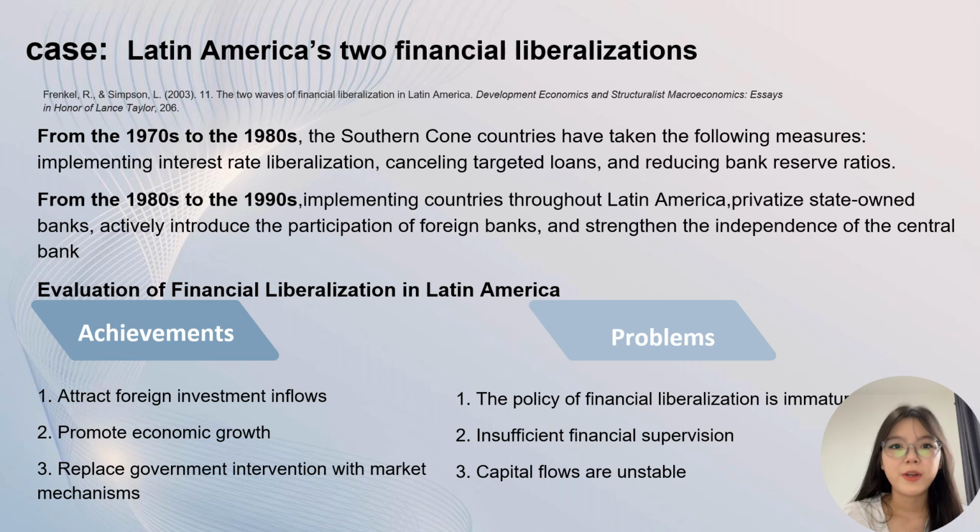Okay, next we will explore the impact of financial liberalization on emerging markets through two typical cases. First, let's look at the two waves of financial liberalization in Latin America. The first wave occurred in the 1970s and 1980s, mainly in the southern cone countries, such as Chile. These countries implemented measures such as interest rate liberalization, cancellation of target loans, and the reduction of bank reserve ratios.